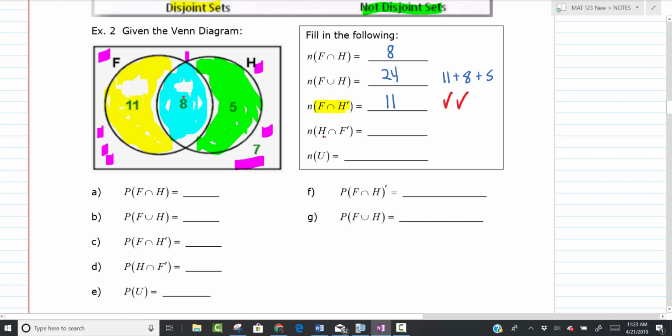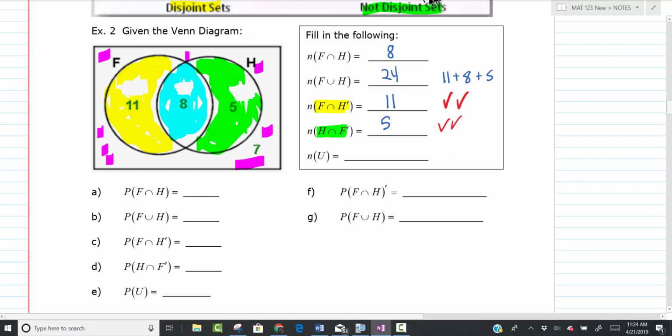The next one is the same way. We're going to do an intersection of H. H would be the 5 and the 8, the 2 numbers in the circle H. Then we'll check all of the things that are not in F, which would be that and that. Where's the 2 check marks? They are at the 5. So this set is really the green part right there. That's a nice way to learn how to keep track of that in your head.